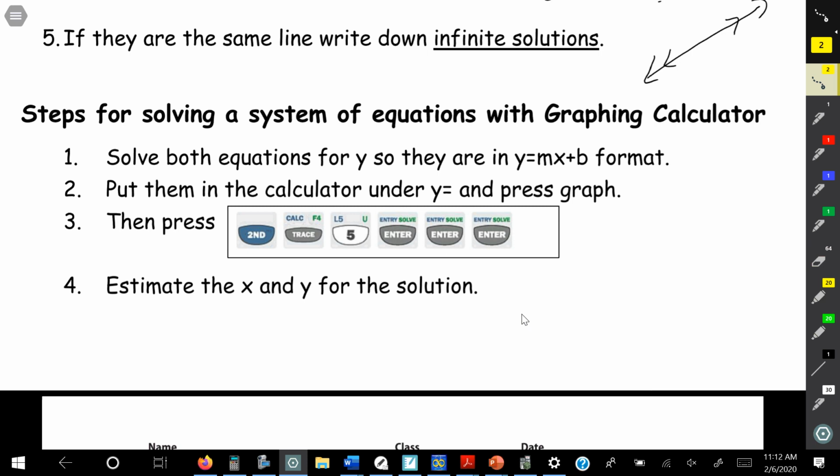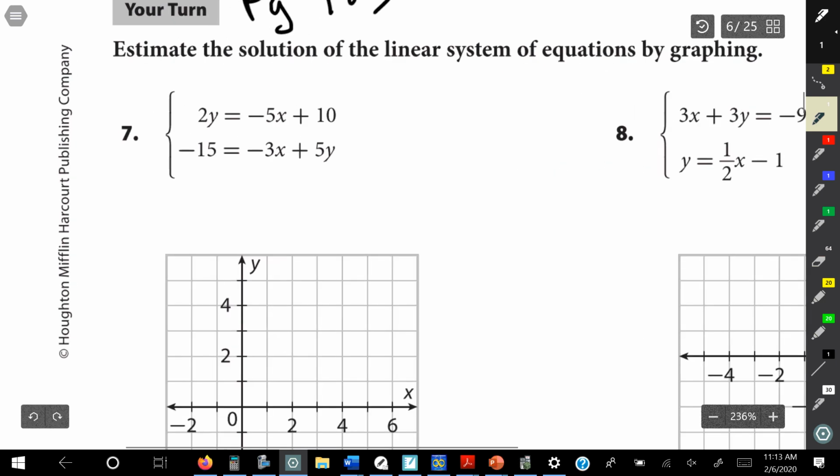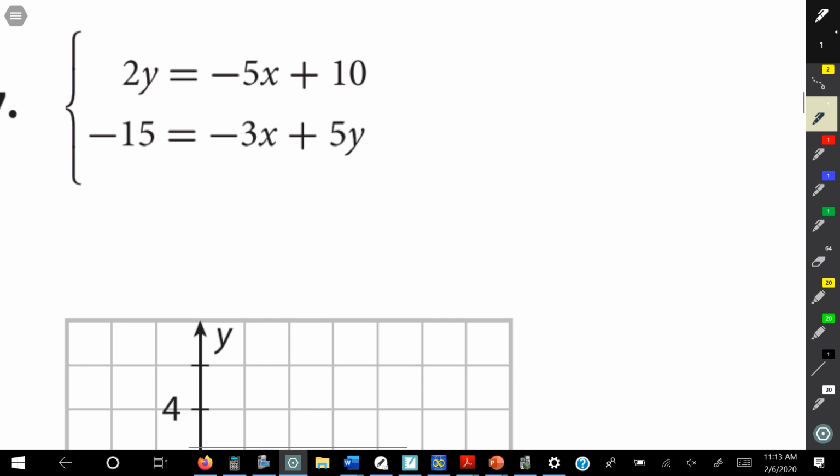Okay, so let's take a look at a couple examples. All right, so let's begin with number 7 here. The first thing we want to do is solve for y. So we're going to take each one of these equations and solve them for y, and then we're going to put them in the graphing calculator. So let's begin with that. I'm going to take this 2y equals negative 5x plus 10 and solve it for y.